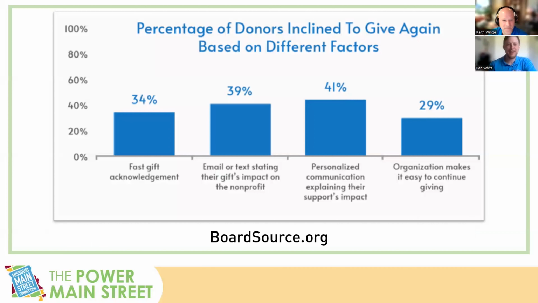So I actually found this graphic on boardsource.org. And if you're not plugged into boardsource.org, they have a lot of free materials on board management, nonprofit management. They came up with this graphic based off of a study that they conducted nationwide of nonprofits. The study was donors inclined to give again based on different factors. It was broken down into these four different categories, and I'll go through all four. I'll start with the first one here on the next slide.